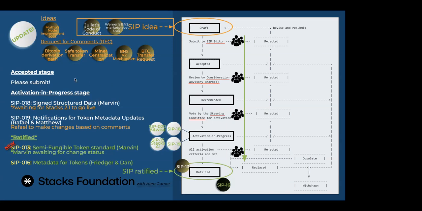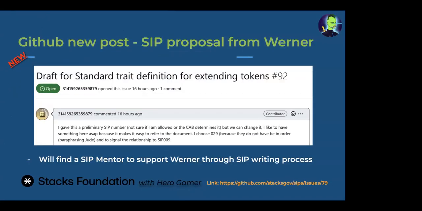So, the big picture. This year, my hope is we can help Werner to finalize the spec for the trait definition for extending tokens. I'm encouraging everyone to go and comment on his SIP idea. I think it would be great to get more technical people on it, such as Hank and Fridger. Anybody willing to help out Werner, who is a community member, to get this idea to be a proper draft, we really appreciate that.